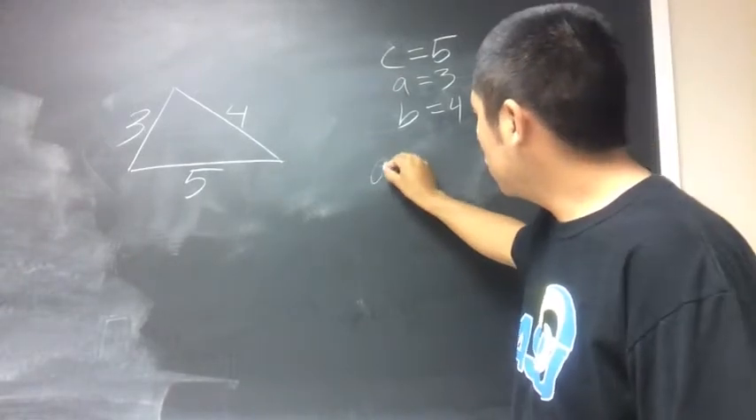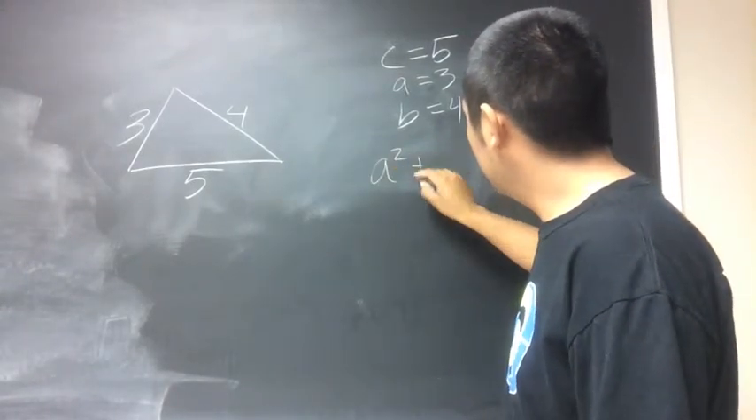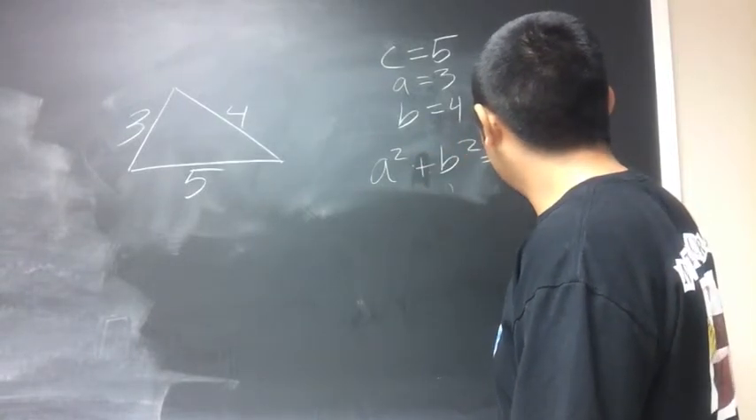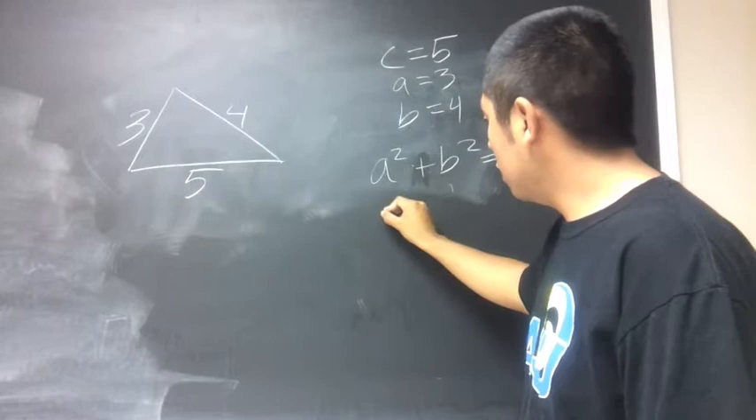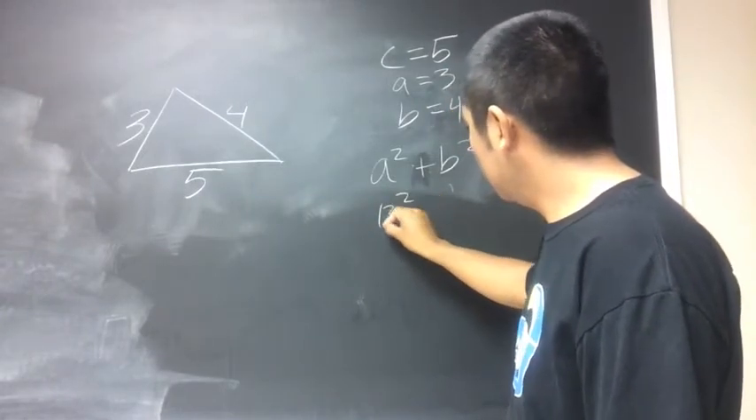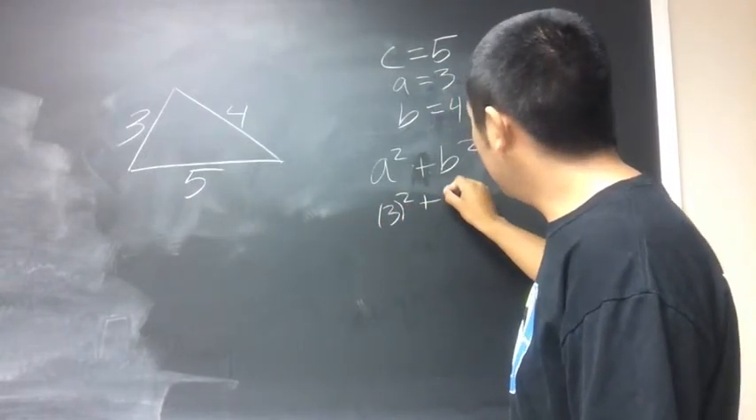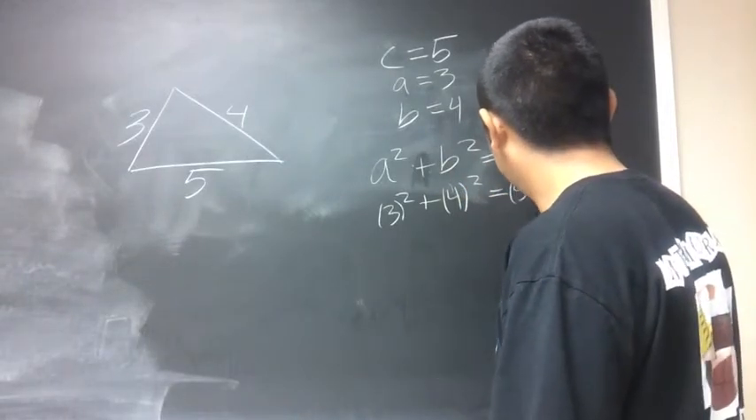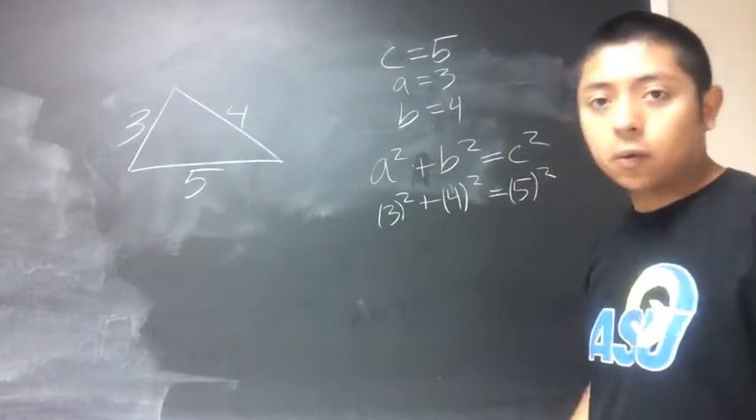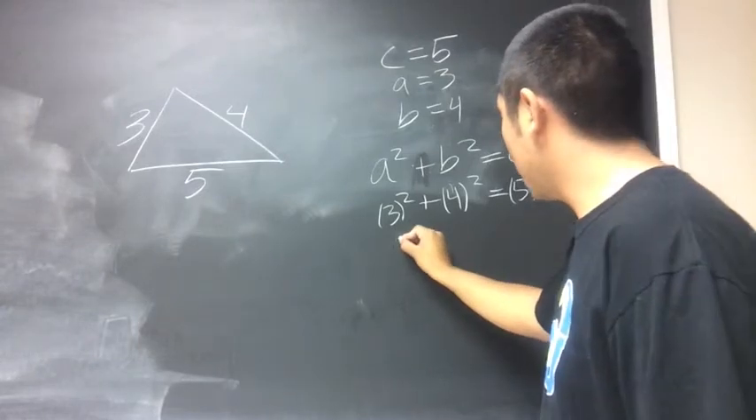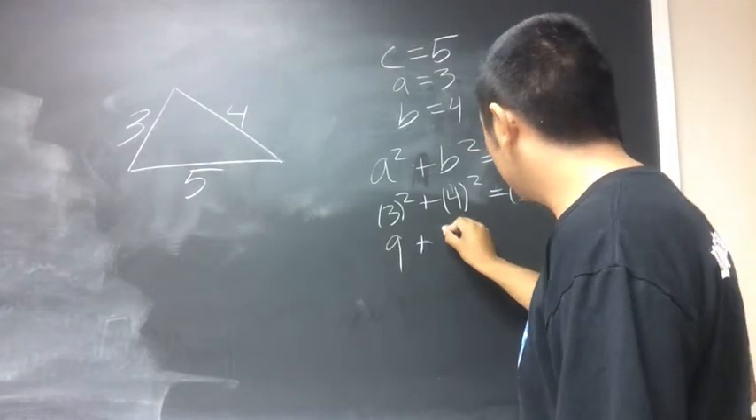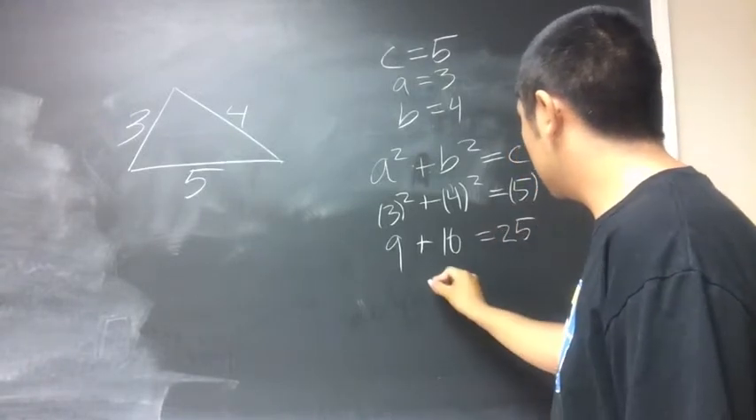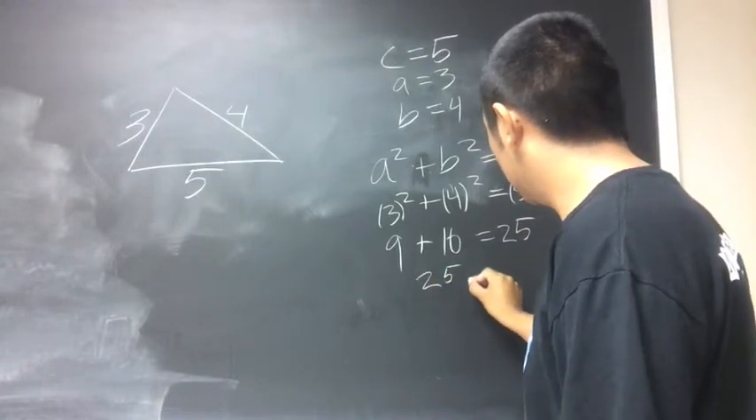Now that we have our three side lengths, we can plug them into our equation and see if we get a true statement. So our Pythagorean theorem is a squared plus b squared equals c squared. Plug 3 in for A, 4 in for B, and 5 in for C. Now we'll work this out and see if we get a true statement.